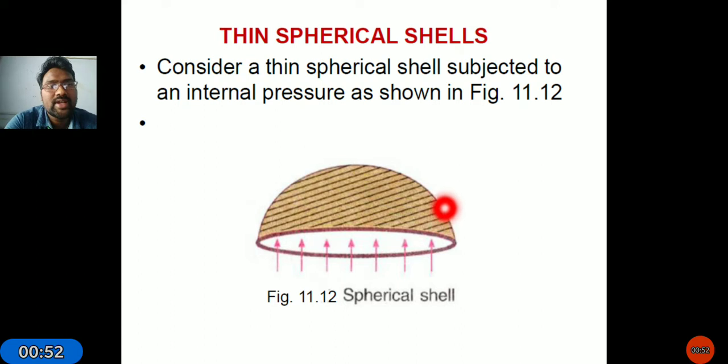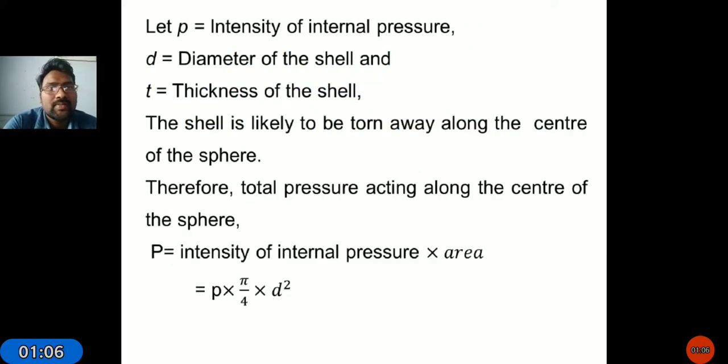We have taken a cut section of this part. It is subjected to some internal fluid pressure. Due to this fluid pressure, what happens? The spherical shell may be split into two halves, either along the x-axis or the y-axis. Let us consider P equals the intensity of internal pressure, D equals the diameter of the shell, and t equals the thickness of the shell.